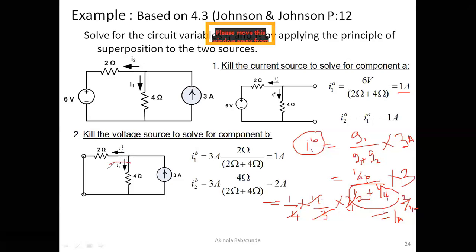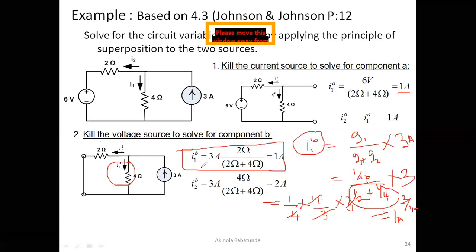We use that to deal with this. So that's exactly what we have here. I1B automatically becomes 1 ampere. All right. So if we go ahead, we need to find I2B now. How do we find I2B? This is going to be our I2B here.